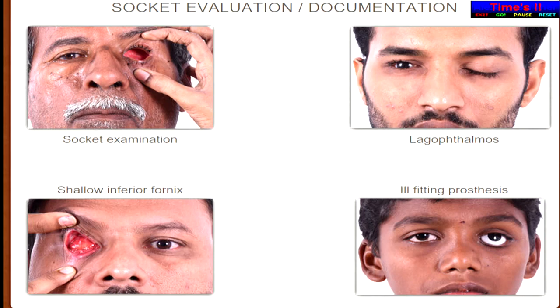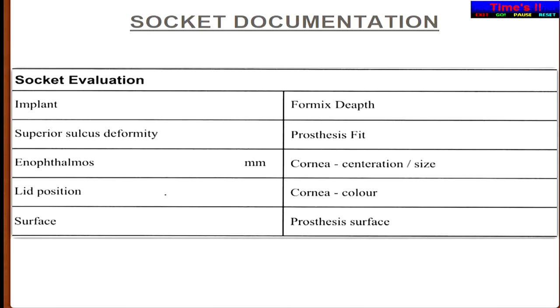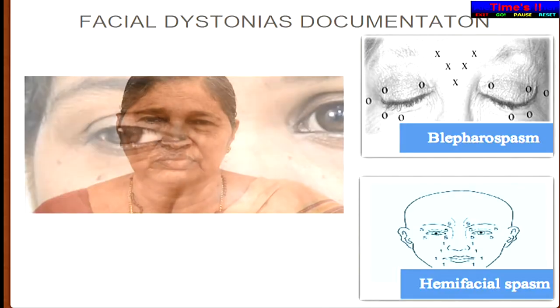And next, coming to socket evaluation, look for the socket, whether the conjunctiva is healthy or whether there are any shallowing of the fornices. This can be done by using a caliper or using a scale. And this is how you document a socket: implant position, any sulcus deformity, enophthalmos, lid position, fornix depth, and the prosthesis fitting.